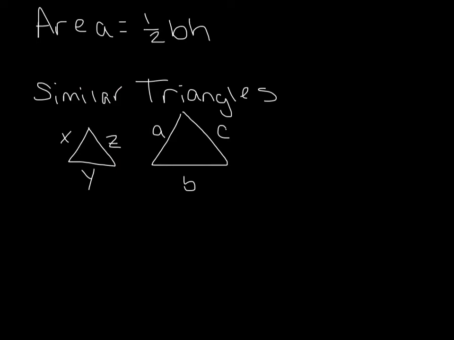Similar triangles, X, Y, Z, A, B, and C. If I say these are similar, then that would mean that X over A, we kind of go into ratios. X over A would be the same thing as Y over B, which would be the same thing as Z over C. So all the ratios would be the same. It doesn't mean they're the same length or anything like that. Just the ratio between all the different sides would be the same if you have similar triangles.